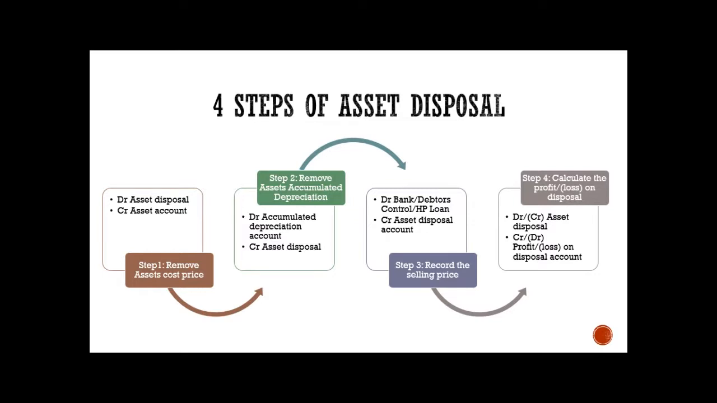Okay, so once I've done the cost, once I've done the accumulated depreciation, the next step is to show the payment. So it can either be bank, so we get physical cash. It can be debtors control, so I'm selling it to a customer. It can be an HP loan, so I am financing it. So you debit whatever form of payment you are receiving and you credit your asset disposal account.